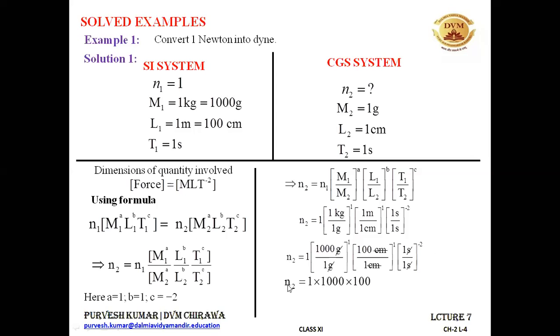All right. So N2 is equal to 1 multiplied by 1000 multiplied by 100. So I can write it like this, that N2 equal to 10 to the power 5. Isn't it? So 5 zeros are there. And finally I can write my answer that 1 Newton is equal to 10 to the power 5 dyne. Now I have obtained the second numerical value in the second system, and N2 becomes equal to 10 to the power 5. Okay. So I hope that this is quite clear to you, and this is how we can work to convert one system into another system.